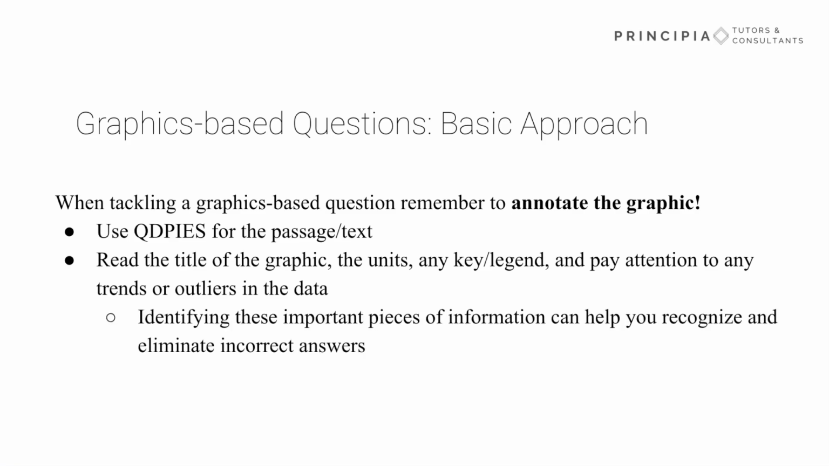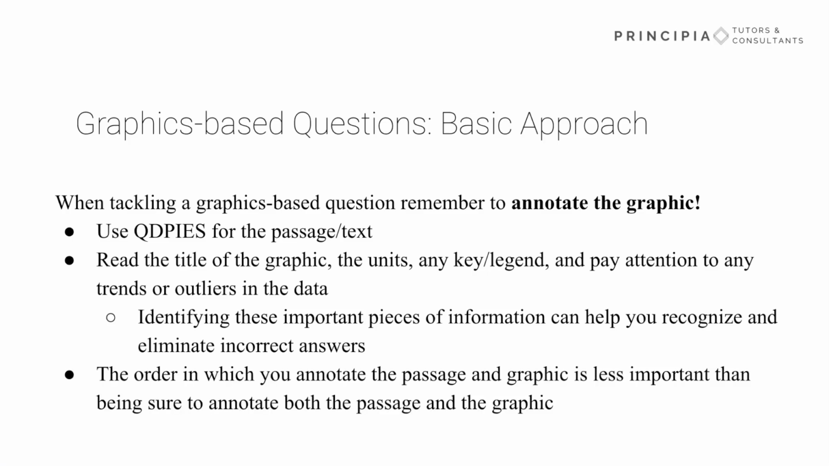And also just remember to identify your units. So if your answer is giving something in millions, but you're seeing millions as the unit, and then there's 1,000 of them, you'll remember that 1,000 millions is actually a billion. So an example there. And once you identify these crucial pieces of information, you can recognize and eliminate incorrect answers more easily. It's less important to go in a specific order when it comes to annotation. What matters is that you annotate your graphic and your passage. Both of these should reinforce one another, either to complete the text or summarize and support the claim.